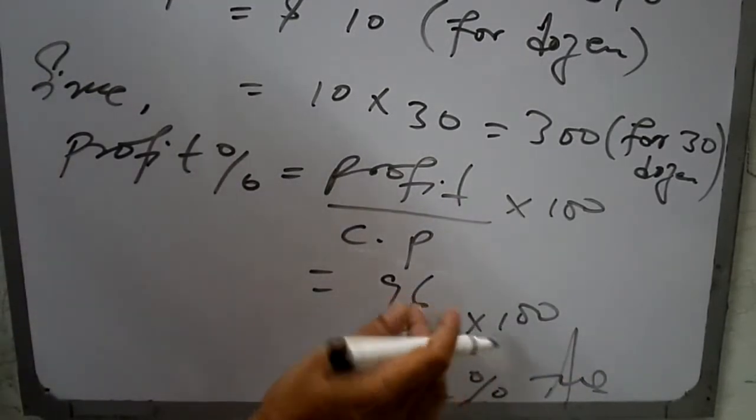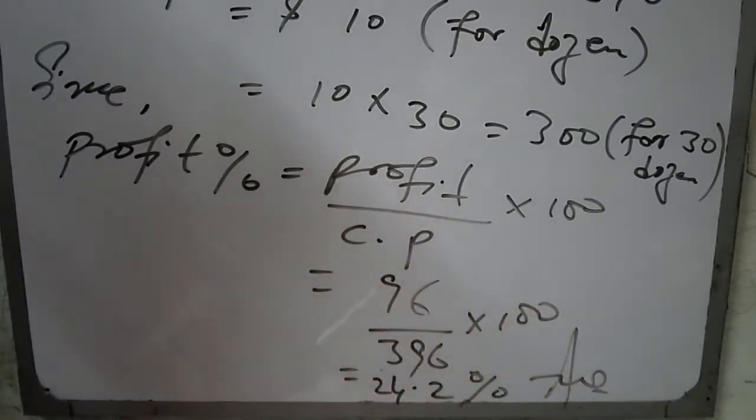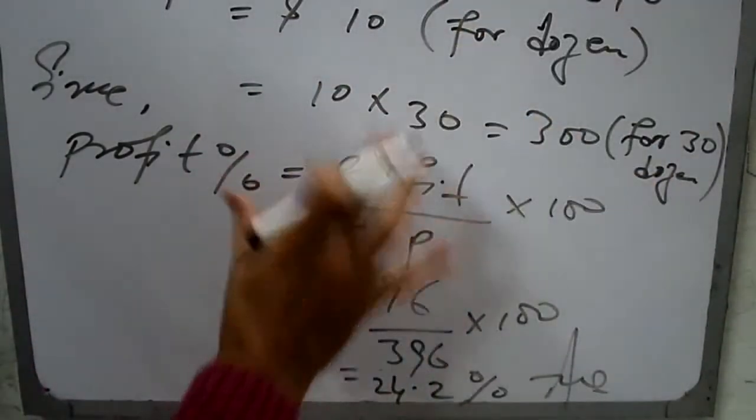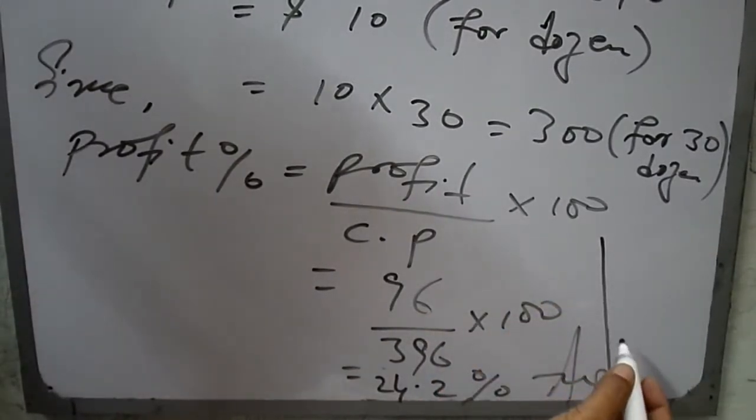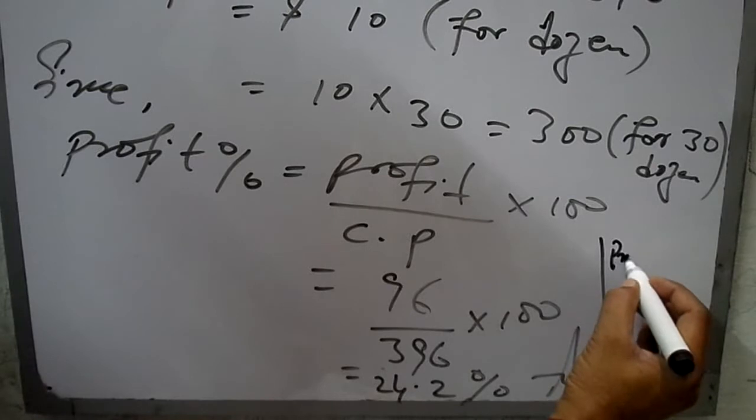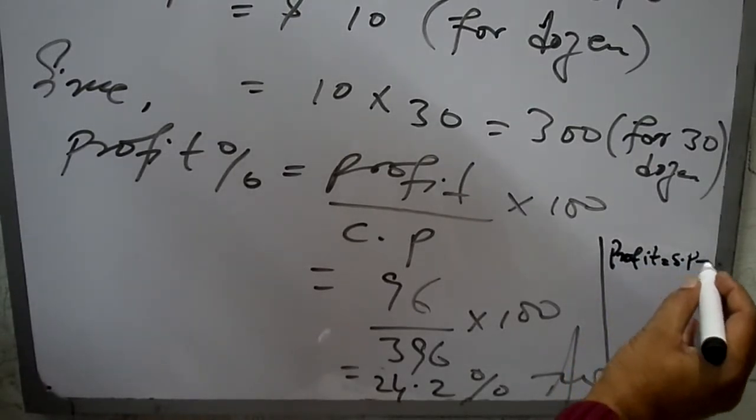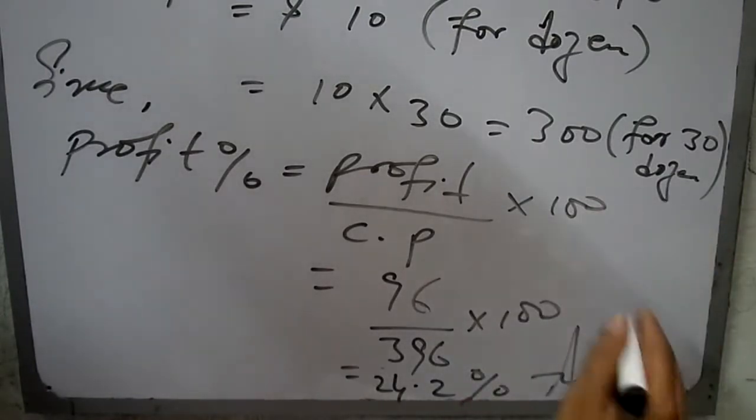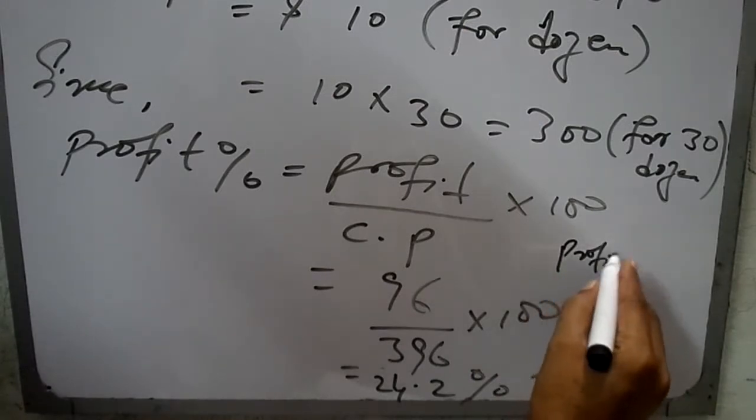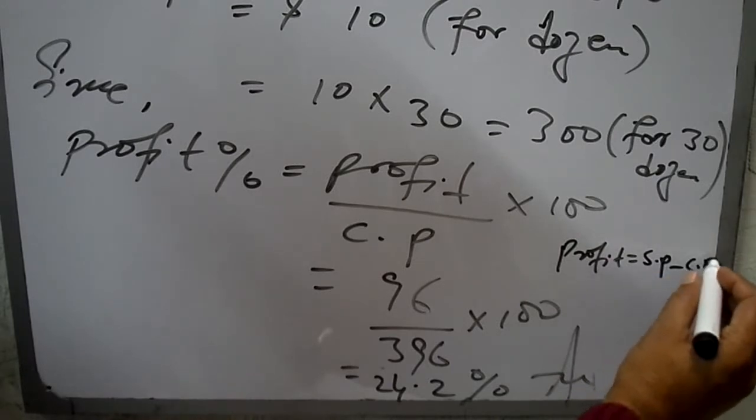Actually I have used the 96 here, so I would like to clear the concept of 96 here, because how can I get the 96? Because in the data you don't see the 96, because you must see here, that is profit is equal to sale price minus cost price. You see here, profit is equal to sale price minus cost price, it should be noted.